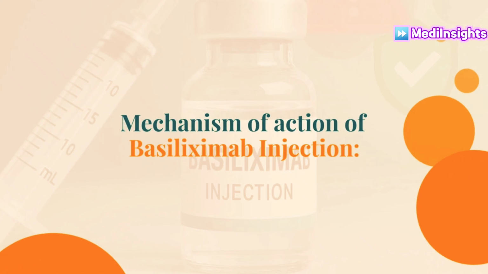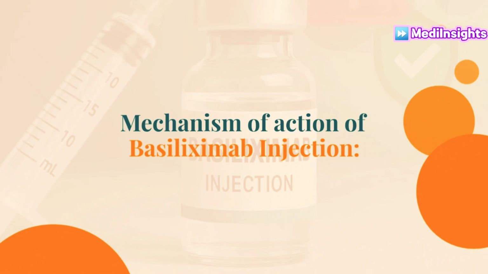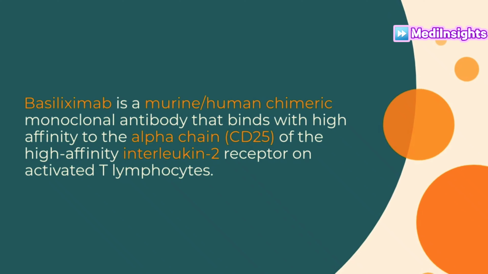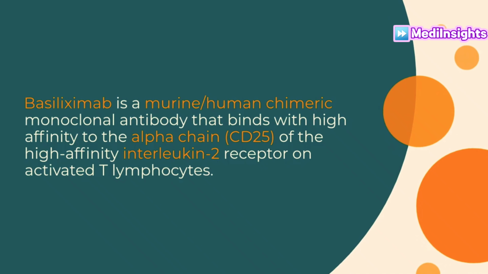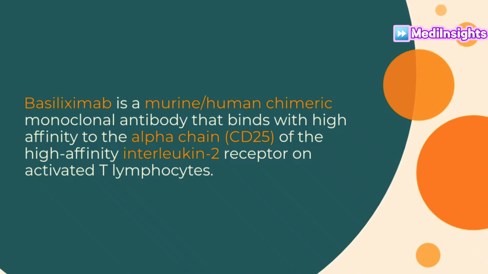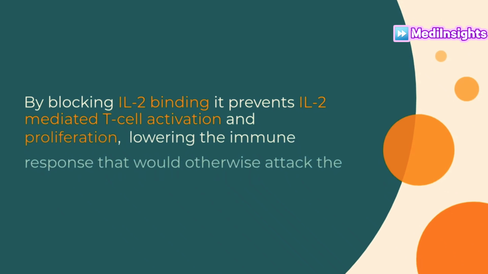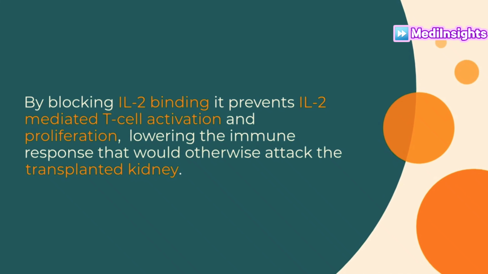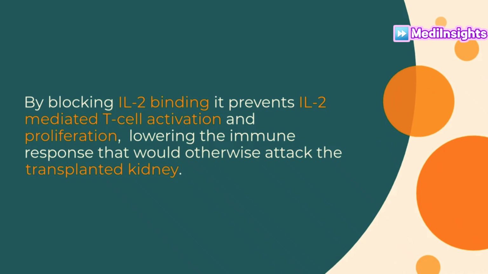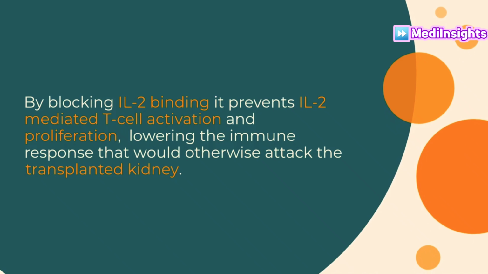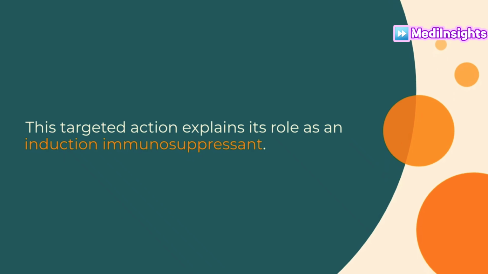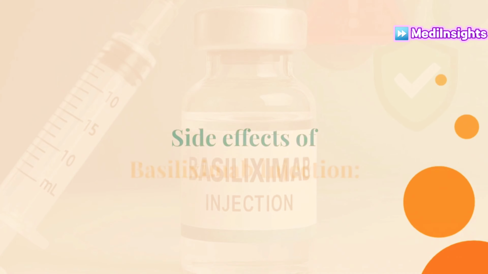Here's what happens in your body when you take Basiliximab. Basiliximab is a murine or human chimeric monoclonal antibody that binds with high affinity to the alpha chain of the high-affinity interleukin-2 receptor on activated T lymphocytes. By blocking IL-2 binding, it prevents IL-2-mediated T-cell activation and proliferation, lowering the immune response that would otherwise attack the transplanted kidney. This targeted action explains its role as an induction immunosuppressant.